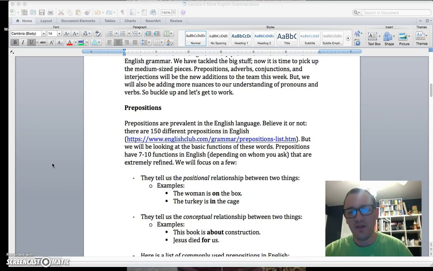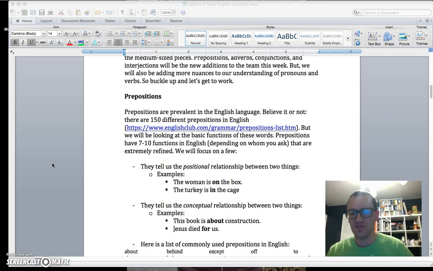So just to give you some idea, there are two basic ways that prepositions are used in English. The first being positional, and this is the one that you're probably most familiar with. So the examples I give here for you, the woman is on the box, that's giving you her position relative to the box, right? And then the turkey is in the cage, once again, the position relative to the cage.